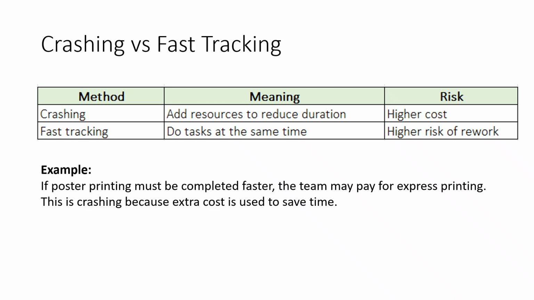Fast tracking is different. It does not necessarily add more resources, but it changes the activity sequence by allowing some tasks to happen at the same time. For example, the team may start preparing the event program before all speaker details are fully confirmed. The risk of crashing is a higher cost. The risk of fast tracking is rework. For example, if the speaker changes, the event program may need to be revised. So the project manager must decide which method is most suitable based on the project situation.